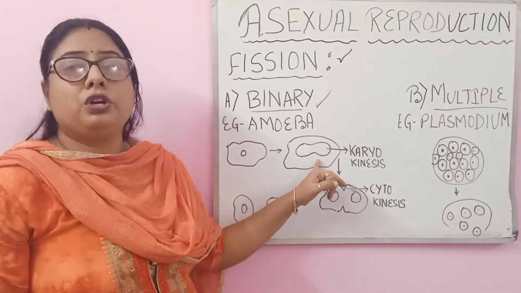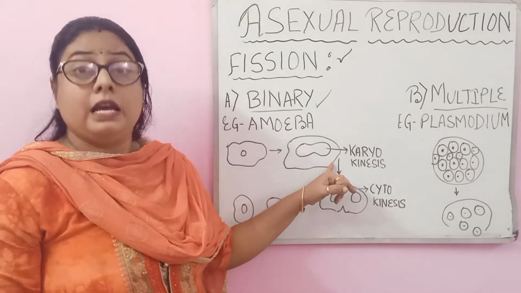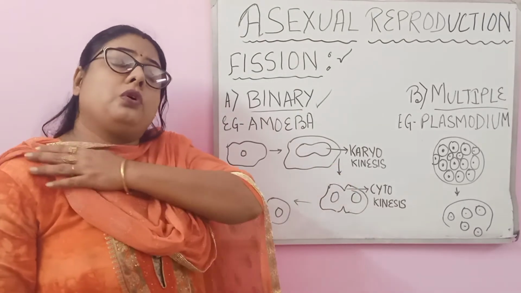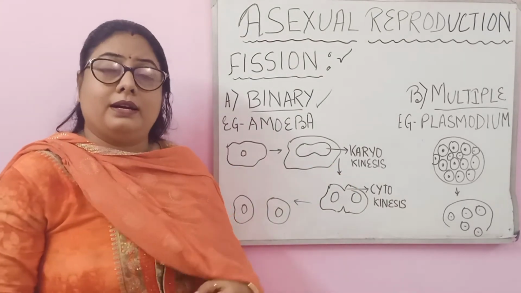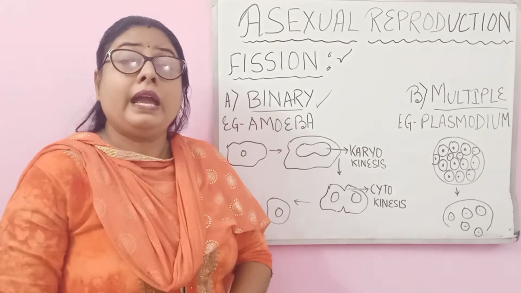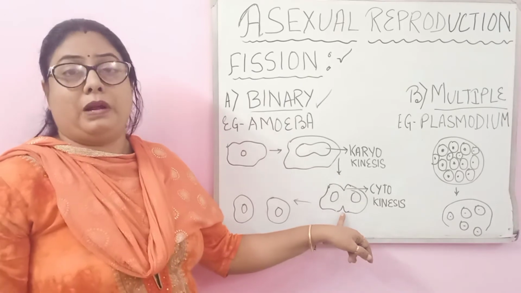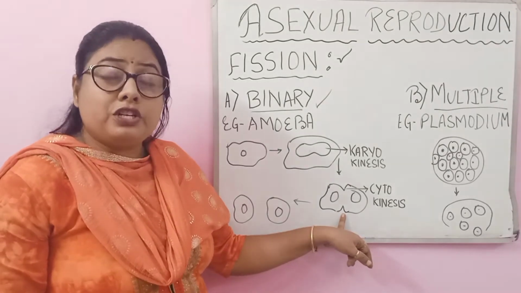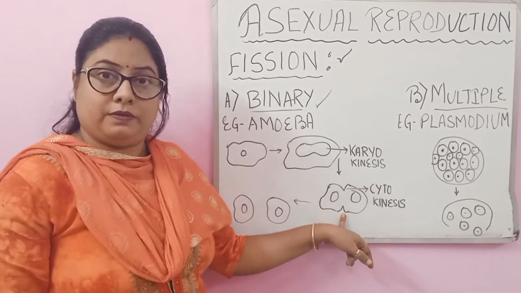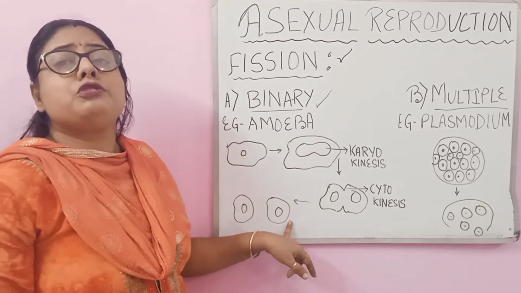Division of nucleus is known as karyokinesis. Karyon means nucleus, kinesis means breakdown. So, division of nucleus is known as karyokinesis. It is followed by the division of cytoplasm. The division of cytoplasm is known as cytokinesis. And then gradually the cell divides into two cells.